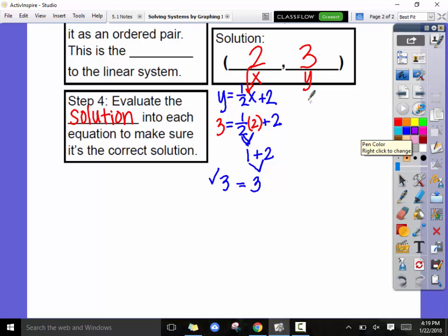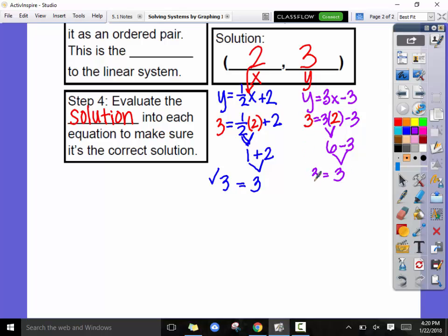The next equation was y equals 3x minus 3. I'm going to plug in the same thing here: a 2 for x and a 3 for y. So I have 3 equals 3 times 2 minus 3. Then I'm going to evaluate the equation and see if this right-hand side equals the same thing on the left. 3 times 2 is 6, minus 3. 6 minus 3 is 3. And on the left-hand side, I also have a 3.